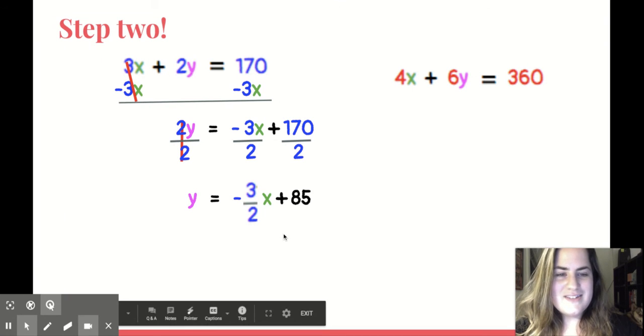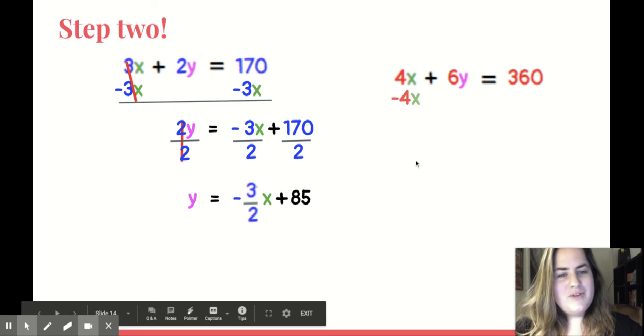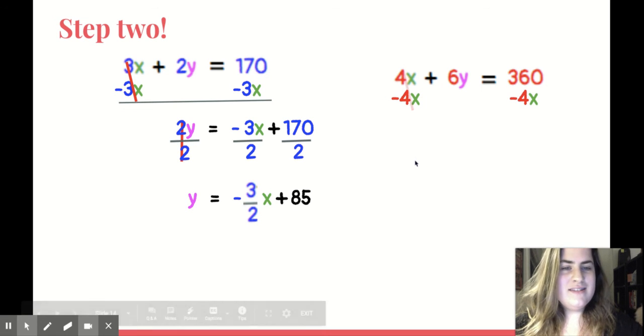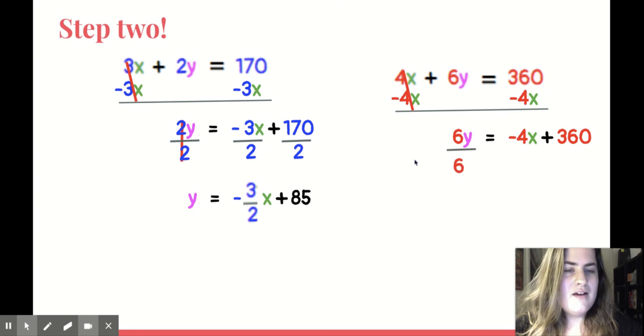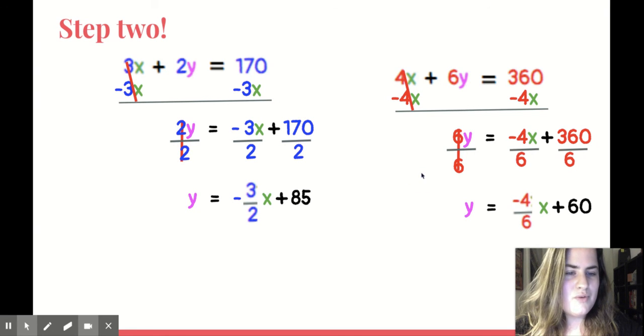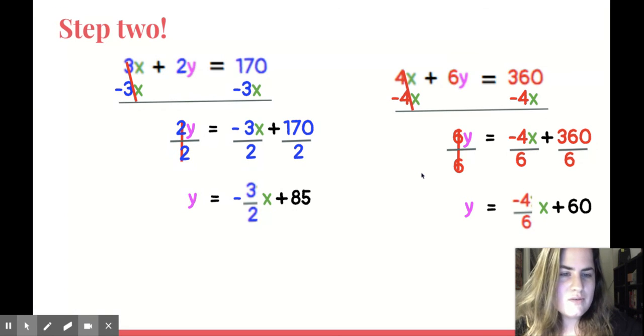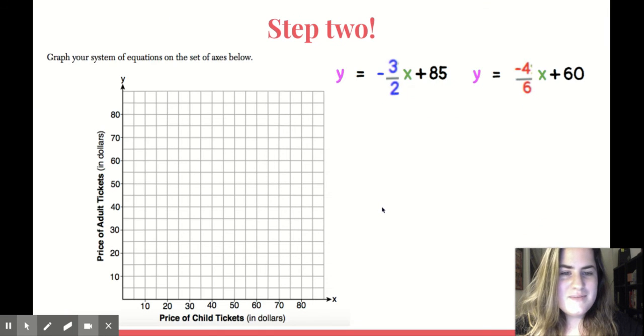Okay, here's how you do this one. You're going to subtract 4x from both sides. You cancel out your opposites. Bring down 6y, negative 4x plus 360. Y is not by itself, it's being multiplied by 6. The opposite of multiplying by 6 is dividing by 6. So everything gets divided by 6. And you can bring that down as negative 4 over 6 or a negative 2 over 3x plus 60. And that is how you get equations ready to be graphed.